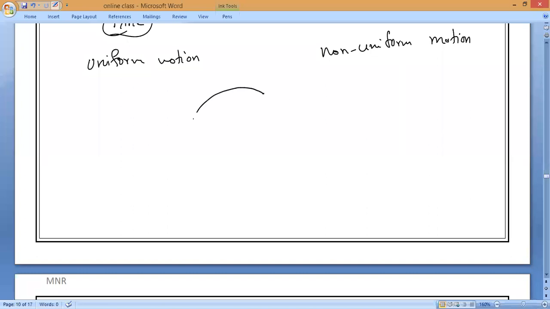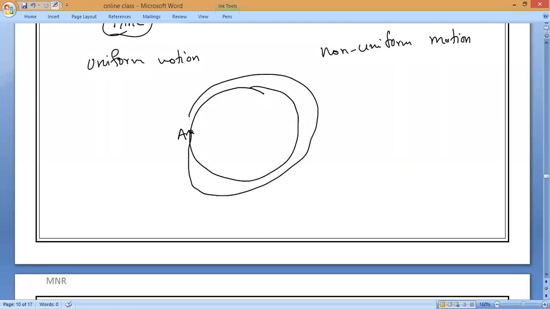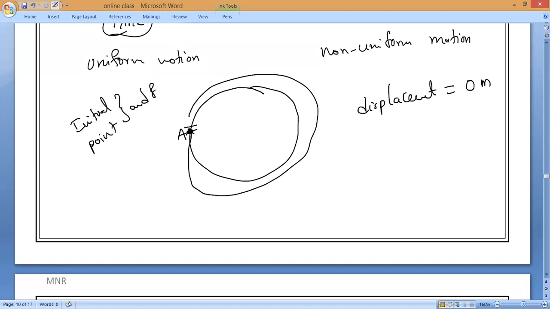So suppose you imagine you are in a circular path, you traveled from point A. Now you made one complete rotation and you came to point A again. Now what is your displacement? Anybody? 0, sir. Displacement is equal to 0, so 0 meters. Why? Initial point and final point both will become the same. So displacement will become 0.